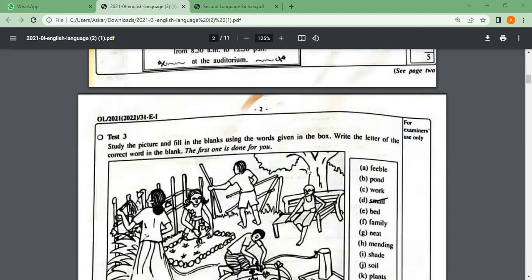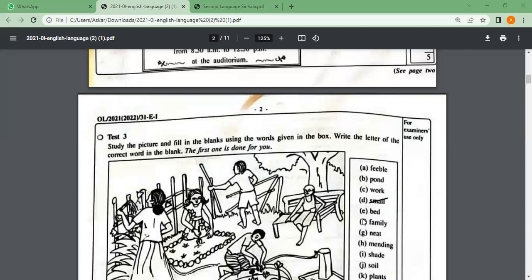A pond is a small area of water that is smaller than a lake. So ponds are often made artificially. She chose a bench beside the duck pond and sat down. So in that we can see. Now work means now we are working, and then small, we know bed, family, neat.